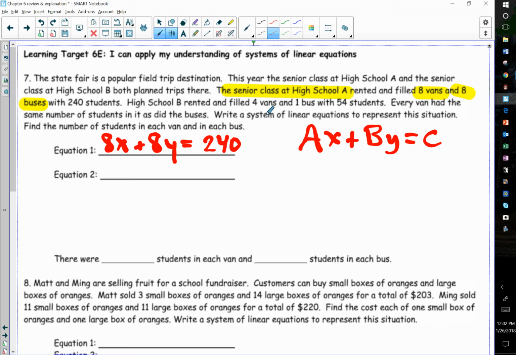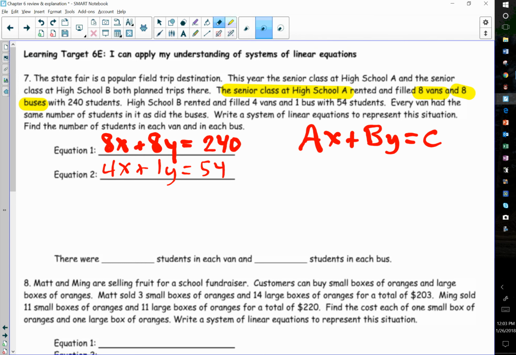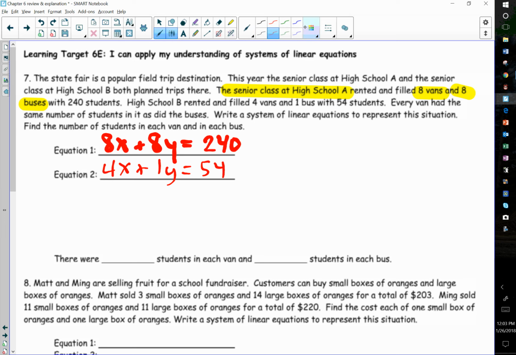High school B does the same thing. They rent 4 vans and 1 bus for a total of 54 students. This is a good problem that you can solve using elimination. You can do it a variety of ways, but I think I'm going to multiply the second equation by -2 and eliminate the x variable.